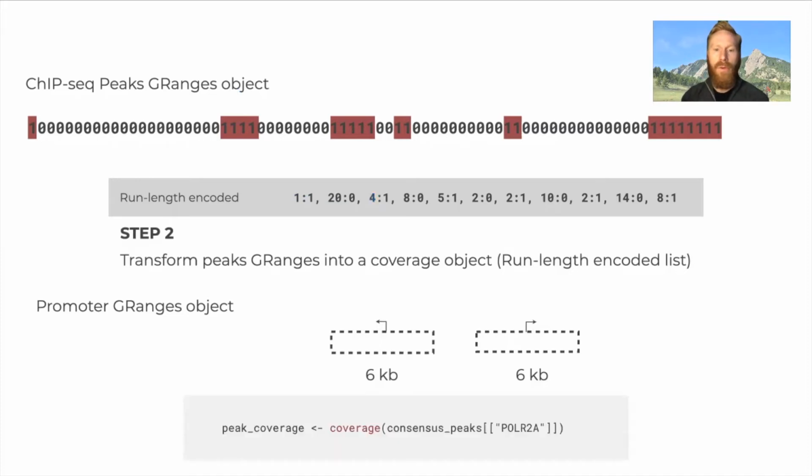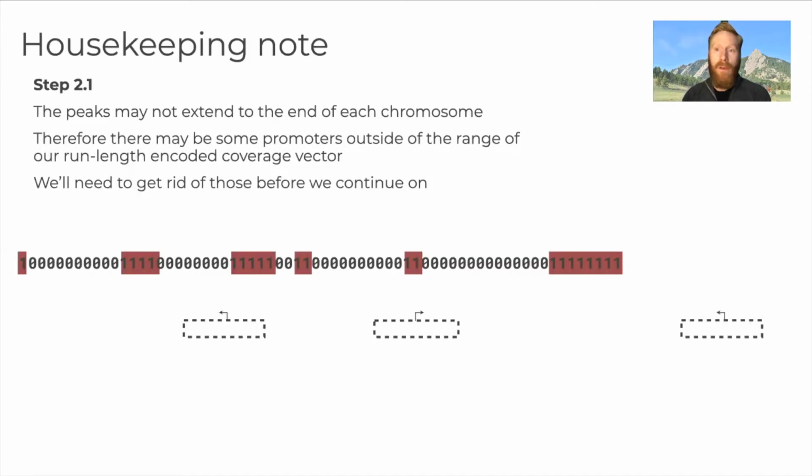The code that we need to run this is very simple. We'll just use the coverage function from genomic ranges and apply it to our peaks object. Okay, so now that we've got our coverage object, when we get into the code, you'll notice that we do a number of housekeeping steps at this point.